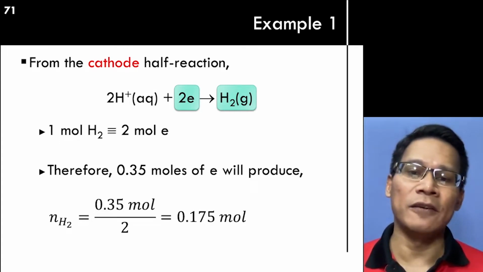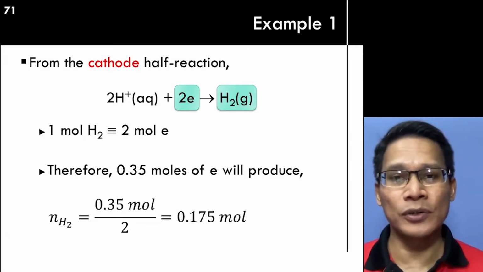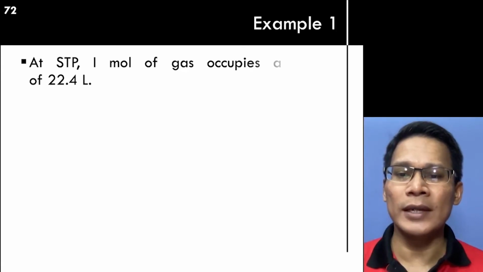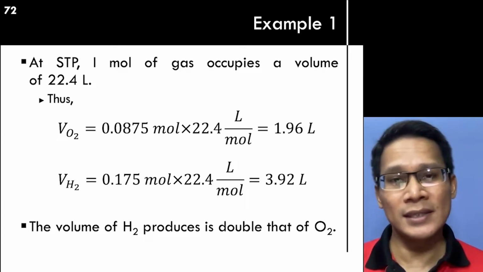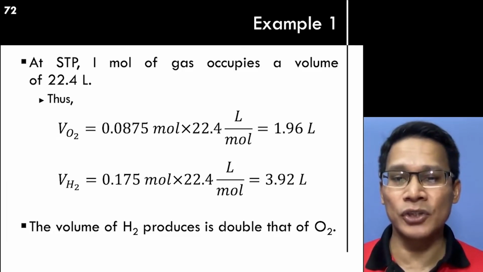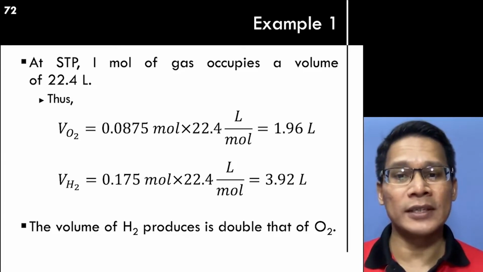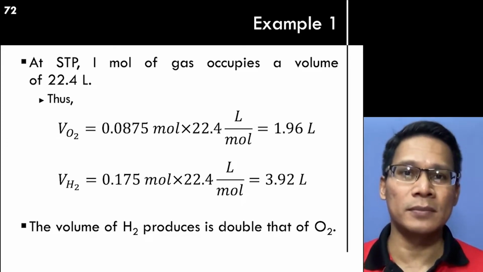We can now calculate the volumes of oxygen and hydrogen gases produced at the electrodes at STP. Utilizing what you have learned about molar volumes in semester 1, we can now easily calculate the volumes of oxygen and hydrogen gases produced as shown. Notice that the volume of hydrogen gas produced is twice the volume of oxygen gas produced.